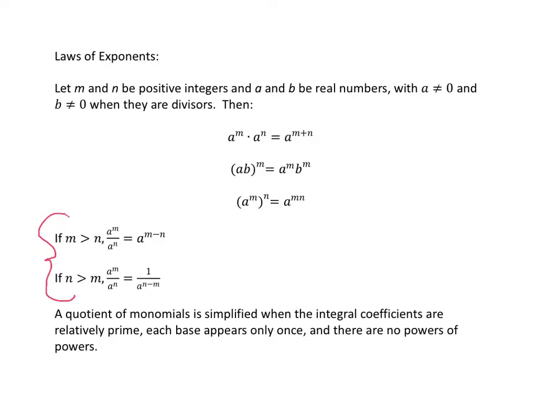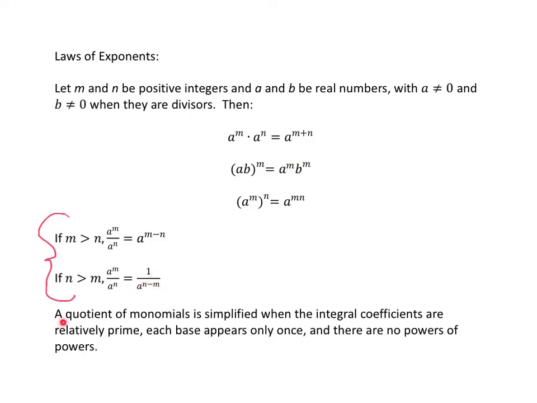If you are dividing, so you have a to the m divided by a to the n, so the same base, you just take a to the m minus n. Now that is provided that m is the larger value. If the larger value is n, you simply take the reciprocal of this. So it's 1 over a to the n minus m.